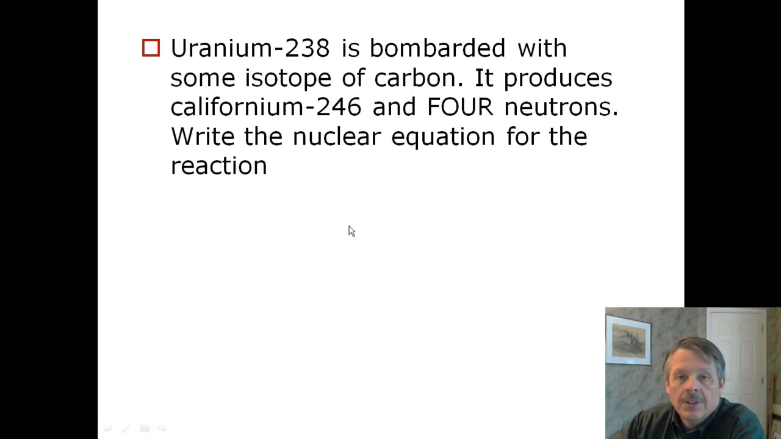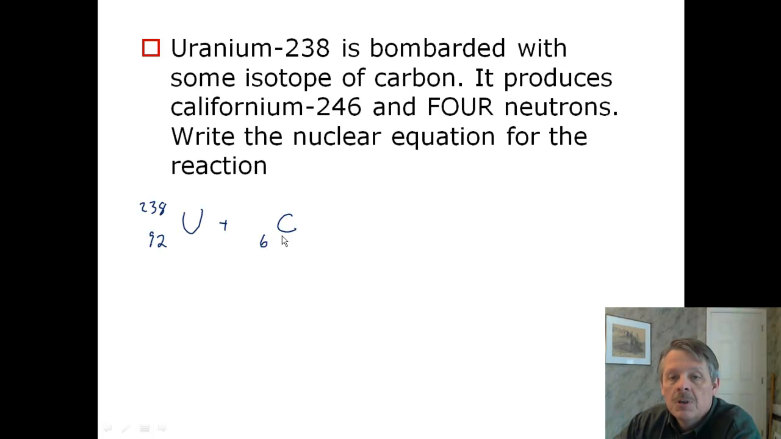All right, let's try this one. This is the last one. A little bit more complicated. Give it a shot on your own, then I'll help. All right, uranium-238, and uranium is 92, and it's hit with some isotope of carbon. So that's going to be carbon, which means it's number 6 on the bottom. And so that's a total of 98 on the bottom, and I don't know what the top is going to be yet. It produces californium-246, and californium is Cf, that's number 98, and it produces 4 neutrons.